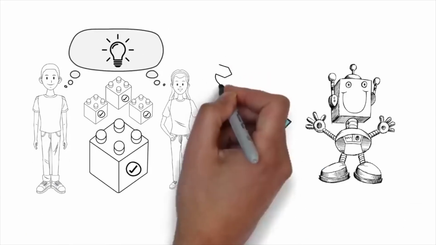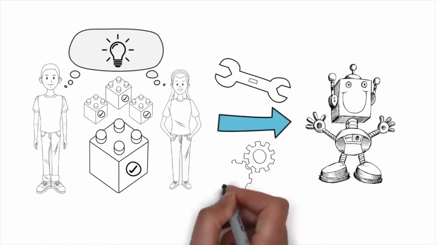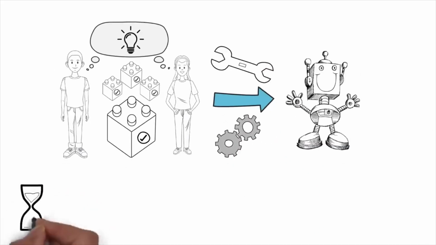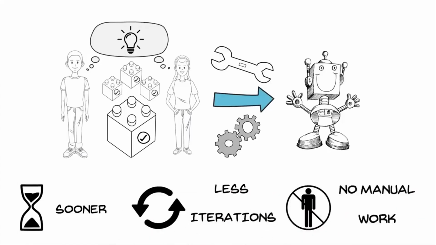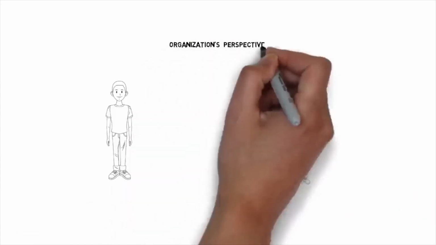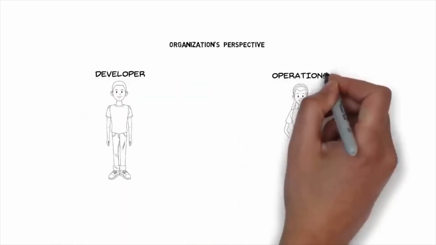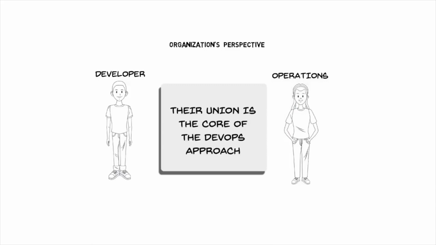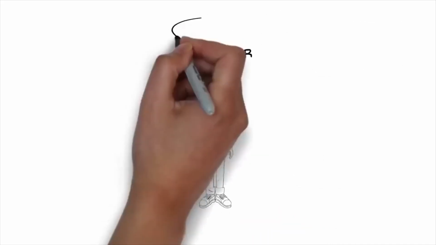To further speed up the process, they use several tools which can automate every stage. This means that the robot is now ready sooner, with less iterations and manual work. From an organization perspective, Tim would be the developer, while Mia the operations. Their union is the core of the DevOps approach. DevOps has several stages and set of tools to automate each of these stages. Let's have a look at these.